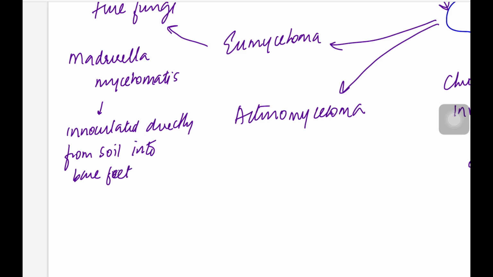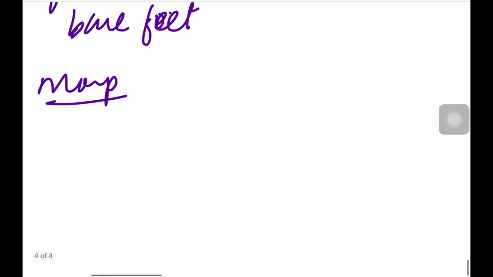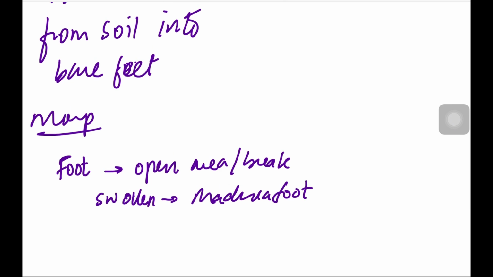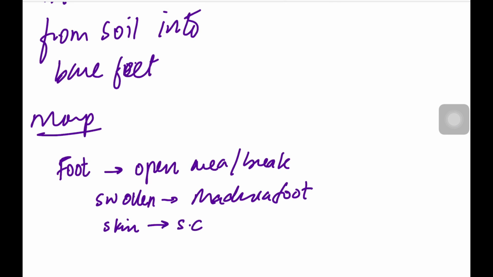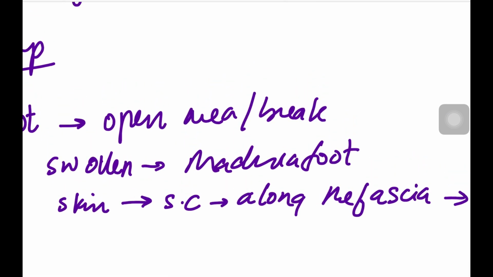The organisms are inoculated directly from soil into bare feet during agricultural work, or from contaminated sacs on the shoulder into the hands from infected vegetation. Morphologically, it involves the skin and subcutaneous tissue. After several months of infection, the affected site, mostly the foot, manifests as open pores or breaks. The affected area is swollen, and when the foot is affected it is called Madura foot. It spreads along the subcutaneous tissue, along the fascia, and eventually it can involve the bones. They drain serosanguinous fluid containing granules through the sinus tract.